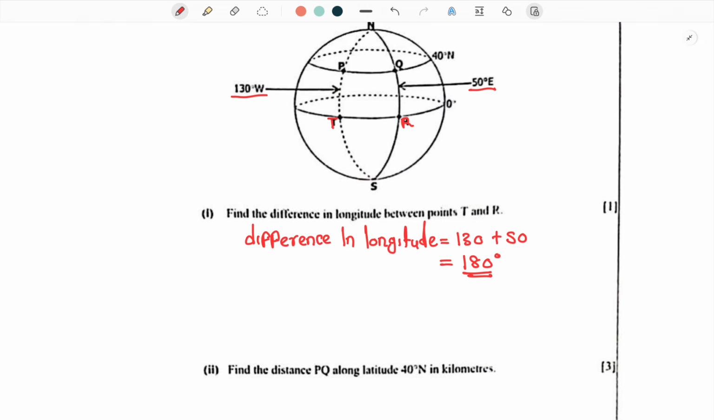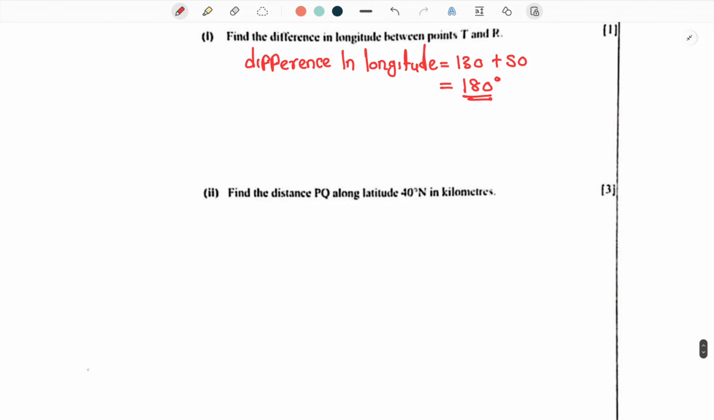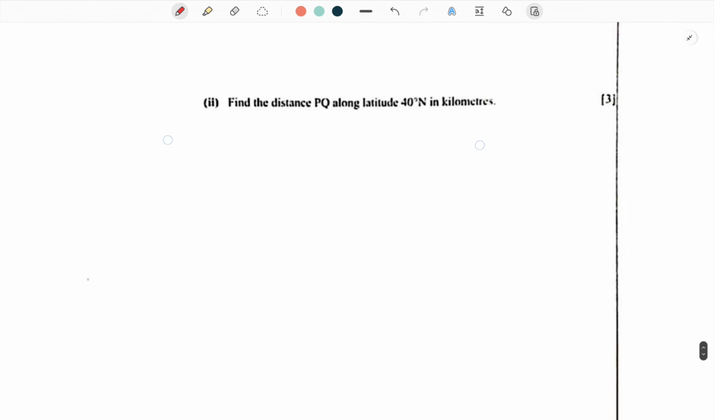This one is saying we find the distance PQ along latitude 40 degrees in kilometers. Okay, so there's a formula you need to know. Your distance. Okay, let me just use this.